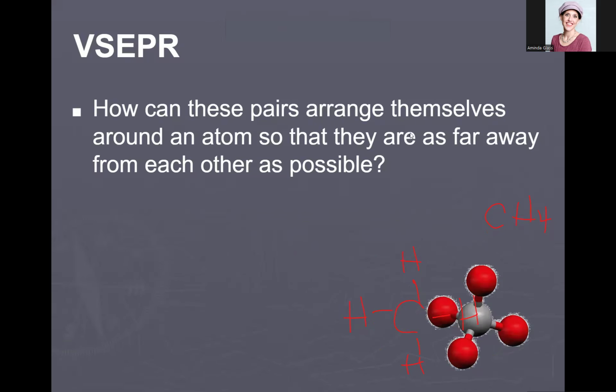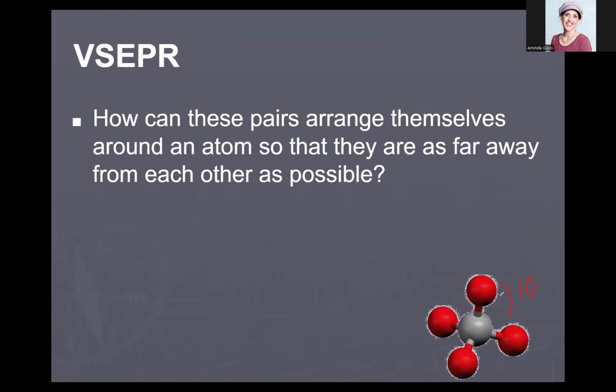Now, how can these pairs of electrons arrange themselves around an atom so that they're as far away as possible? It's like this, 109.5 degrees, 109.5 degrees, 109.5 degrees. Tetrahedral, or any geometry actually, spreads out the bonding atoms or electron pairs, trying to spread it out so that the electrons aren't on top of each other. So they spread out to be symmetrical.